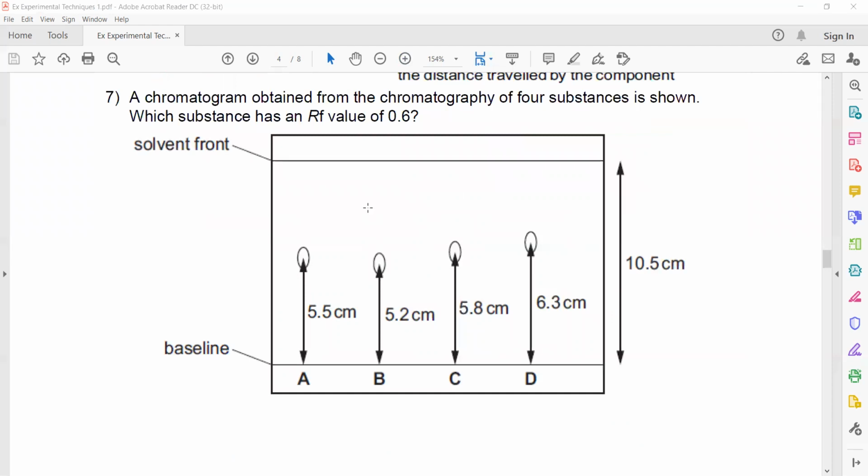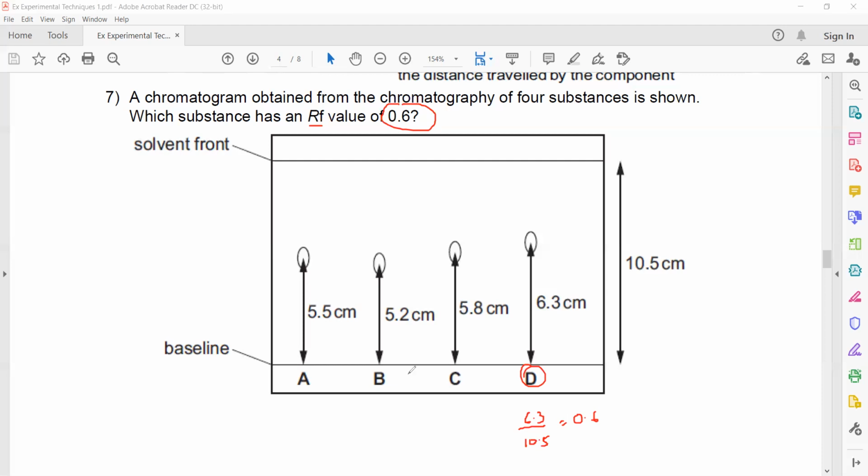Question 7. A chromatogram obtained from chromatography of four substances. Which substance has an RF value of 0.6? The formula to calculate RF value is the distance moved by the spot divided by the distance moved by the solvent. The distance moved by the spot is 6.3, and the distance moved by the solvent front is 10.5. So this will come out as 0.6. So for question 7, D will be the right answer.